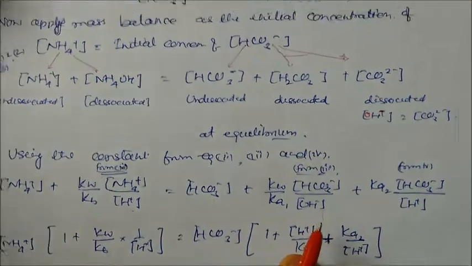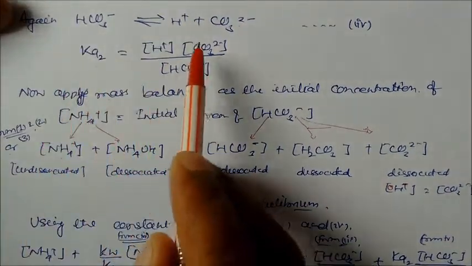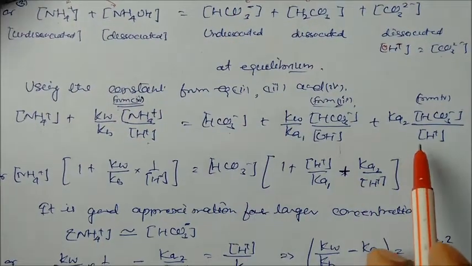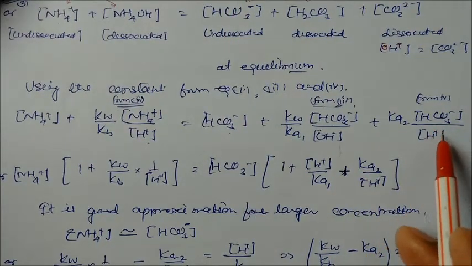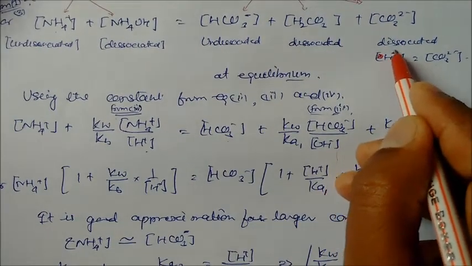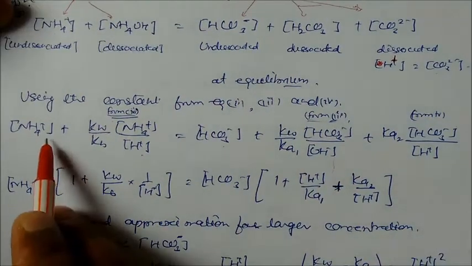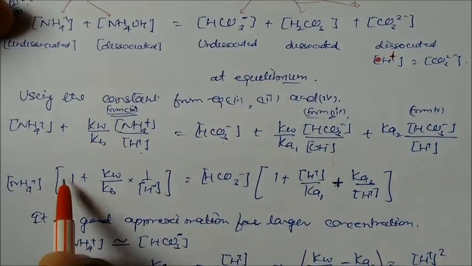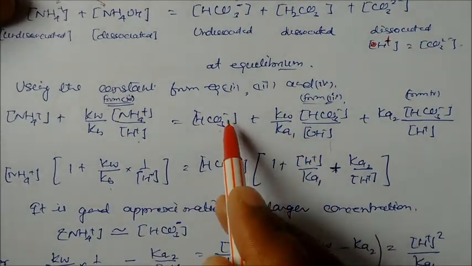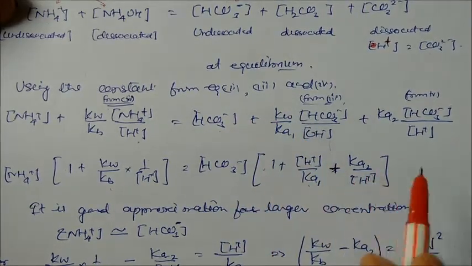So already we have seen this is the K2. K2 will be the concentration of CO3, this into this divided by H plus. So this is the concentration of this one, and this will be H plus. So this is equal to this one. Now take the ammonia out: 1 plus Kw by Kb into 1 by H plus, and this will be CO3 if you are taking it outside. So this will be 1, this by this by this.